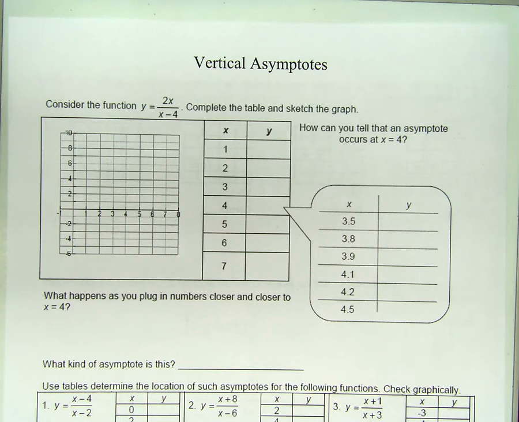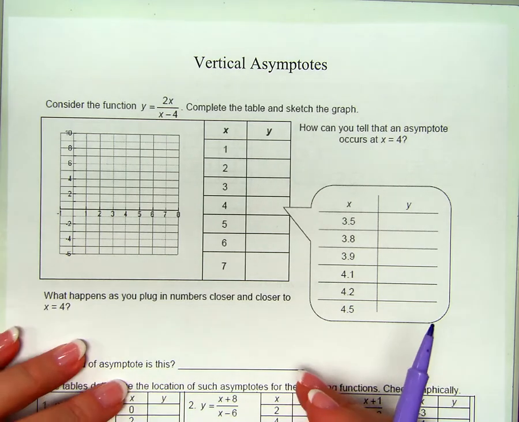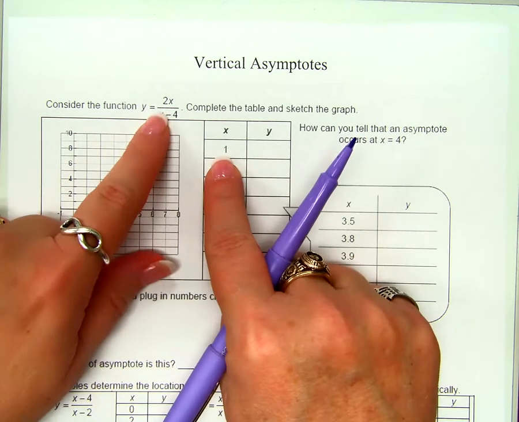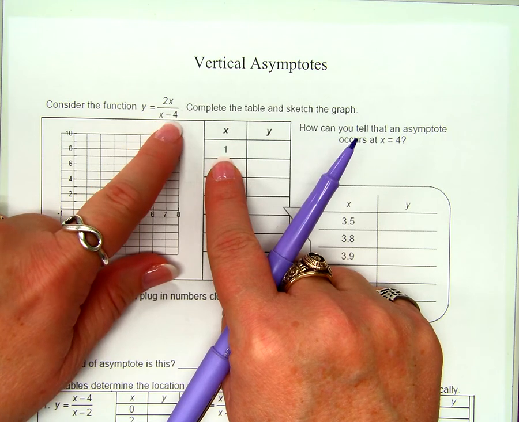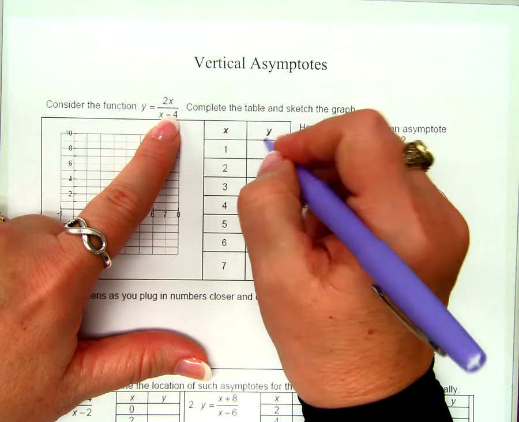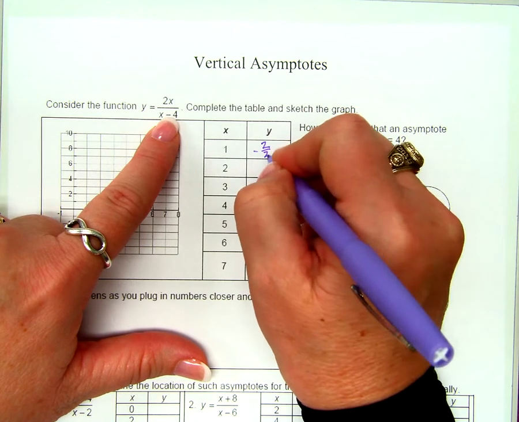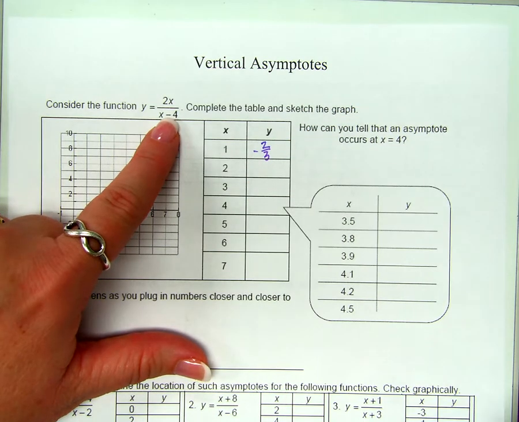So you all have your calculators on your desk, yes? Go ahead and put that equation into your calculator. Now, some of it we don't need our calculator for, do we? What if it's 1? What's 2 times 1? 2. What's 1 minus 4? Negative 3. So I have 2 over negative 3. So negative 2/3, right?